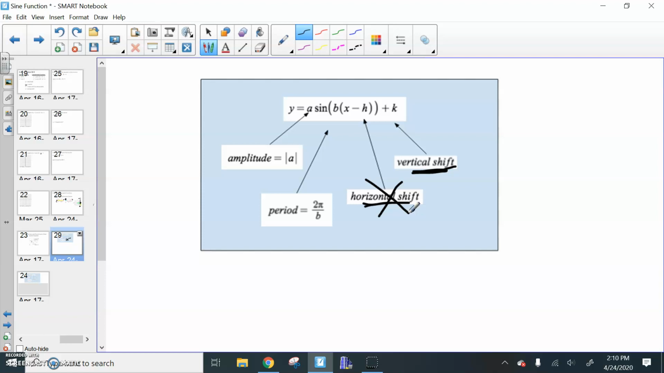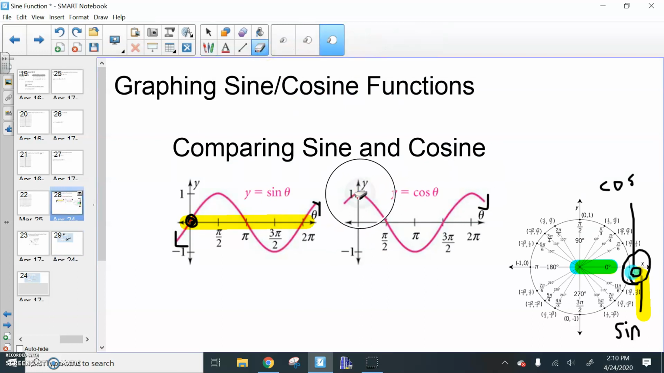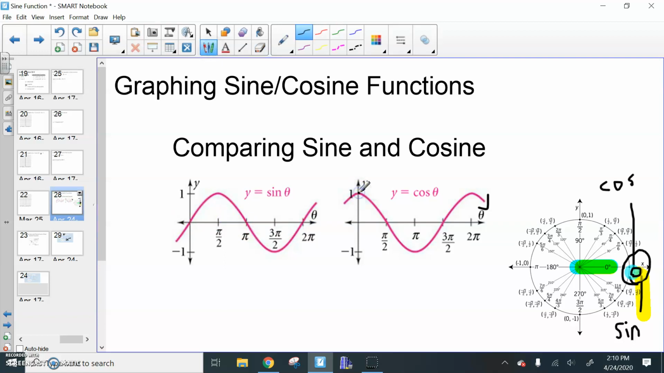The only difference here, instead of seeing a sine, we may see a cosine. And if we see a cosine there, we just know we have to start at that top point right there. We're not going to be starting at the midline like we would on the sine. We would be starting above the midline or below the midline, depending on what the amplitude is. If the amplitude is negative, we would start below the midline. If it's positive, we would start above the midline. And then, of course, with sine, we would start on the midline and then complete the cycle.